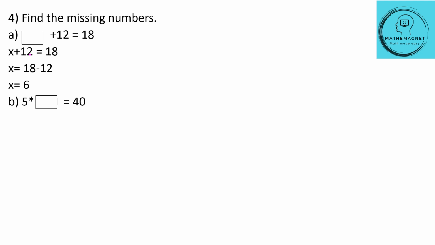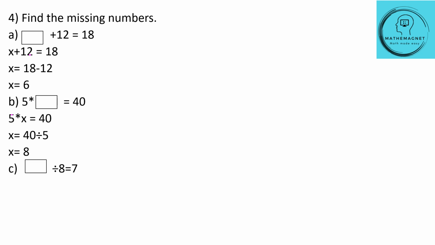Now question B. 5 into blank equals 40. 5 into x equals 40, and in the same way the multiplication, when it goes to the other side of the equation, becomes division. So it is 40 divided by 5 equals 8. So the unknown value is 8.